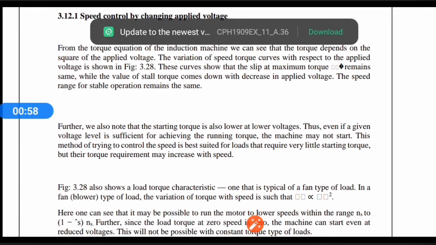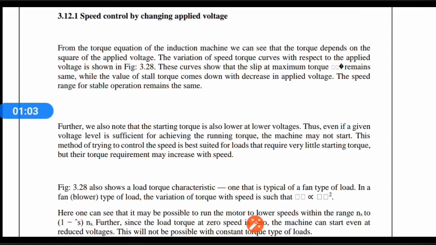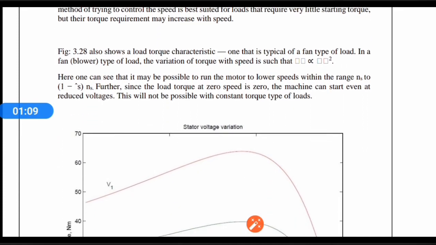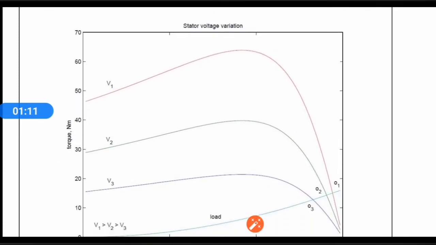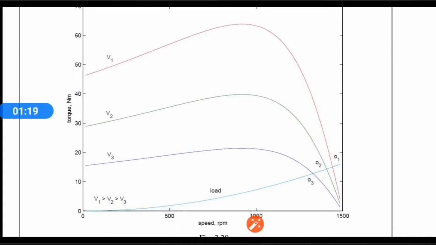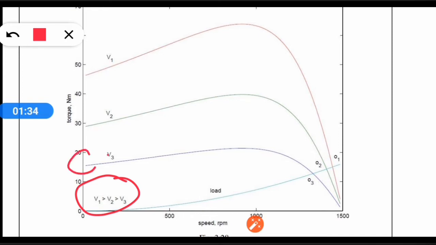So we can see that the starting torque at lower voltage is lower. If we see in the speed torque characteristics, if we reduce the voltage values, the torque speed characteristic also changes. And for the lower value of voltage, the speed curve also reduces, slope reduces, and the starting torque value also reduces.